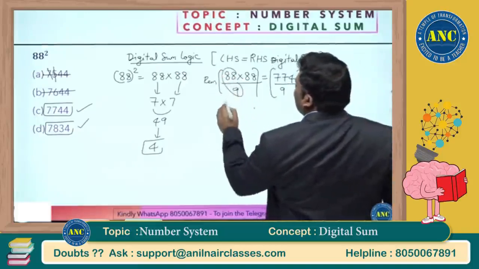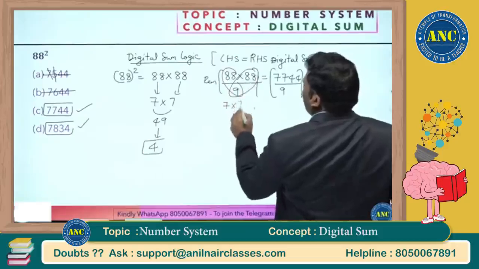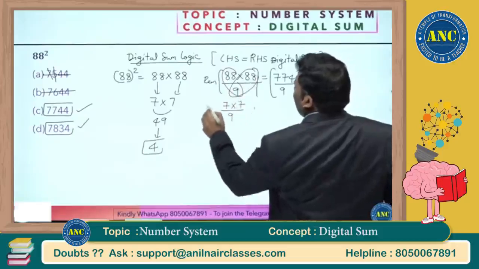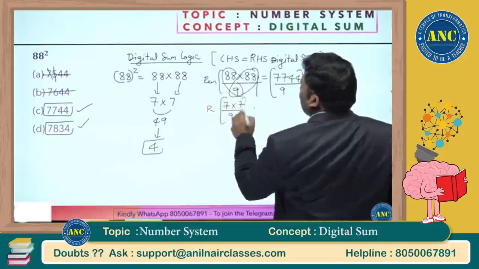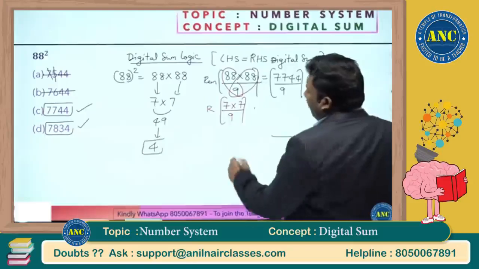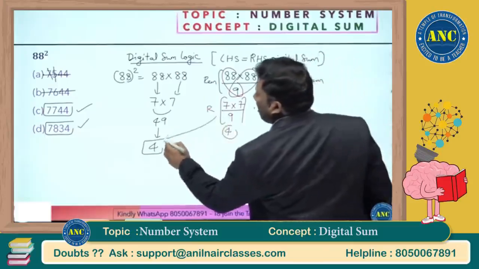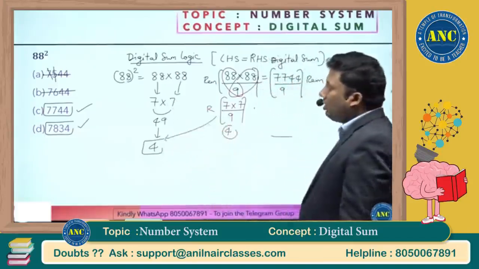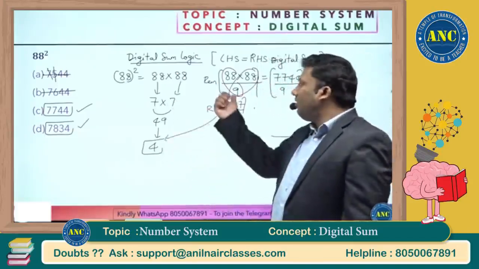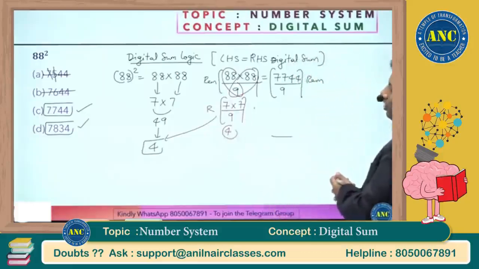88 divided by 9: 9 nines are 81, the remainder is 7. So 7 into 7 is 49, divided by 9, 9 fives are 45, remainder it is 4. That is what I did here. Anybody who has not understood what I did, I just divided. This is a mathematical way of representation. But we are stuck in two options.